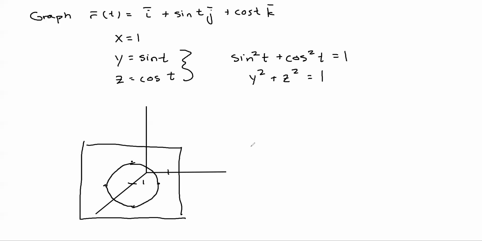Like that. And then you can use test points to figure out the orientation. Plug in t equals 0. T equals 0, you're going to get 1 for z and 0 for y. So that's right here. That's t equals 0. And then if you plug in t equals pi over 2, you're going to get this point here. That's t equals pi over 2. And so we can see that it's clockwise. I think that's the same example from earlier, but that's fine. Okay, and that's it.